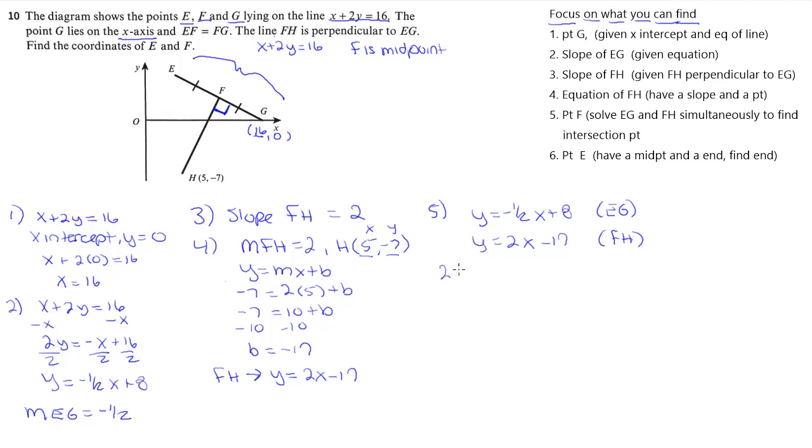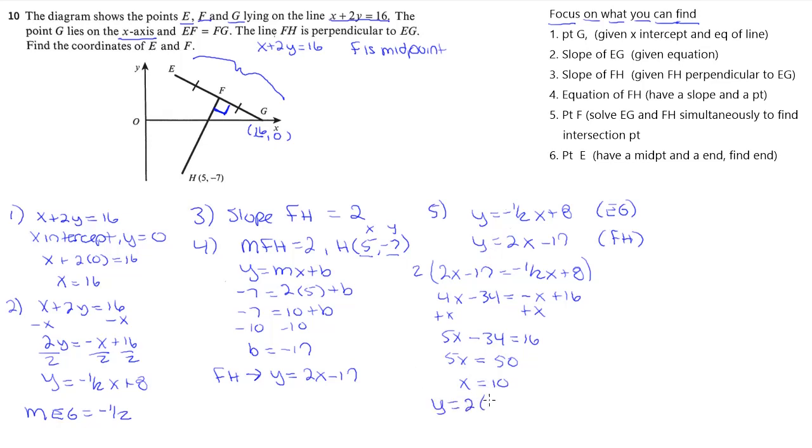And see, now once I've got that, I've got two equations, EG and FH. I can solve them simultaneously to find out where they intersect, which is actually point F. And that's going to be x equals 10. And when I substitute the 10 back into the original equation, I find out that the y is going to be 3. And so now I know that F is 10, 3.